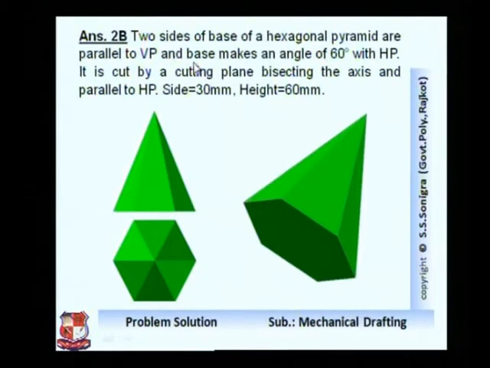Here it is given that the base makes an angle of 60 degree with HP. In this condition, this is the base which is parallel to HP, so the angle between base and XY line is 0, but here it is given that this base makes an angle of 60 degree with HP. So we have to tilt this front view in such a way that this base makes an angle of 60 degree with HP. After that, draw its top view, and then draw a cutting plane which bisects the axis and is parallel to HP. So let me do this exercise over here.